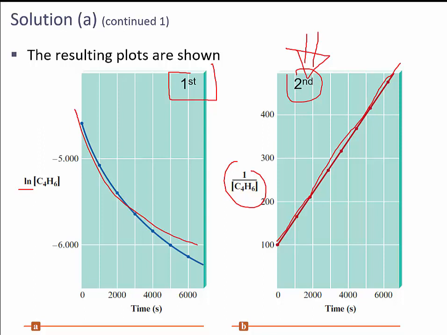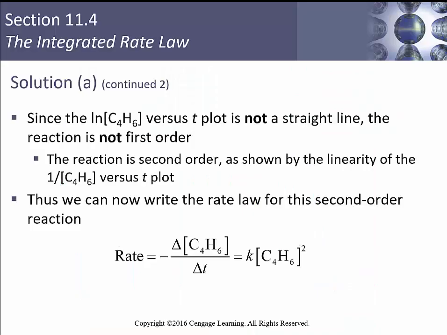Which one's giving you the straight line, right? If I did 1 over it, it's going to be a second order. Since the natural log plot versus time is not a straight line, the reaction isn't first order. The reaction is second order, as shown by the linearity of the 1 over the concentration versus time.